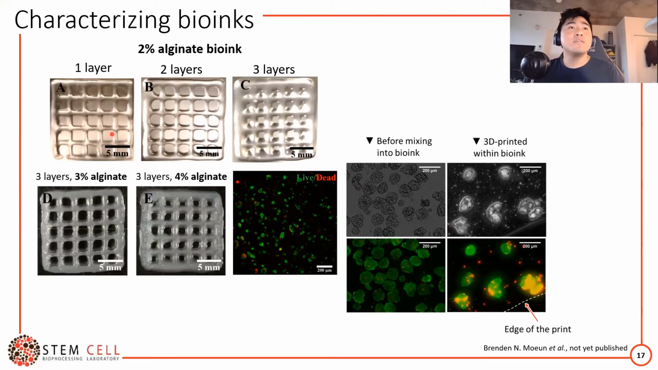We 3D printed single multi-layered grids. As you can see, we did this with multiple formulations of alginate. With the 2% alginate, the first layer seems okay. The second one is still okay, but it's starting to collapse. And then once you get to 3, the hydrostatic pressure of the print just overcomes the yield stress of the material, which is something you can measure when you measure the storage modulus. So when you increase alginate concentration, you can get a more stable material when you start 3D printing multiple layers.